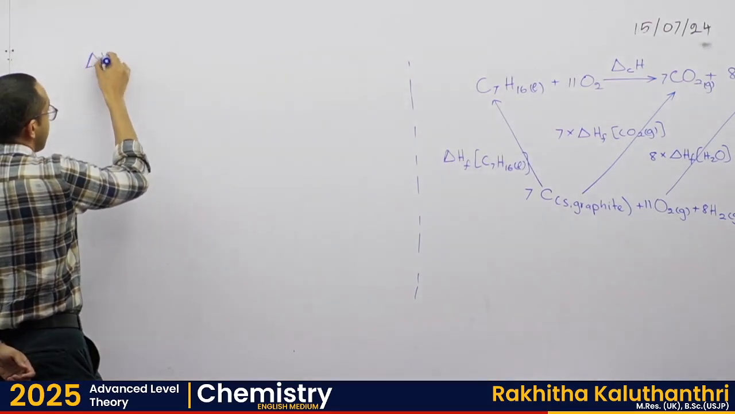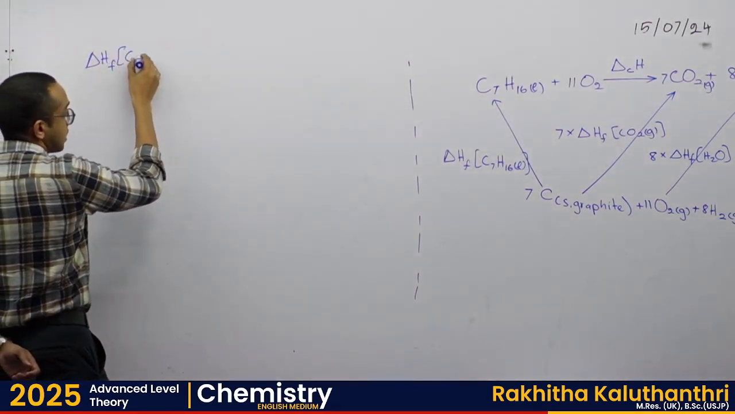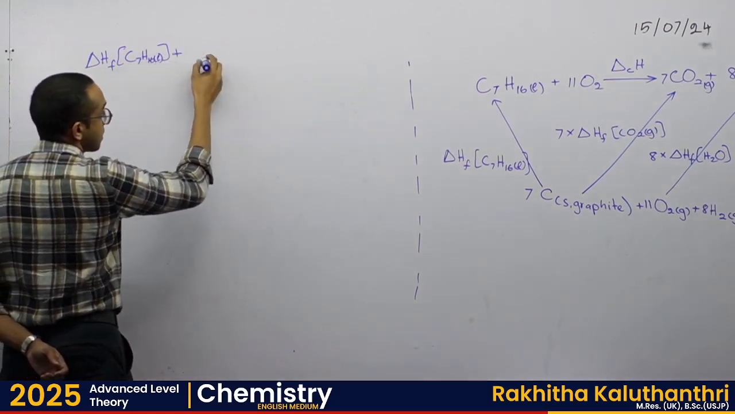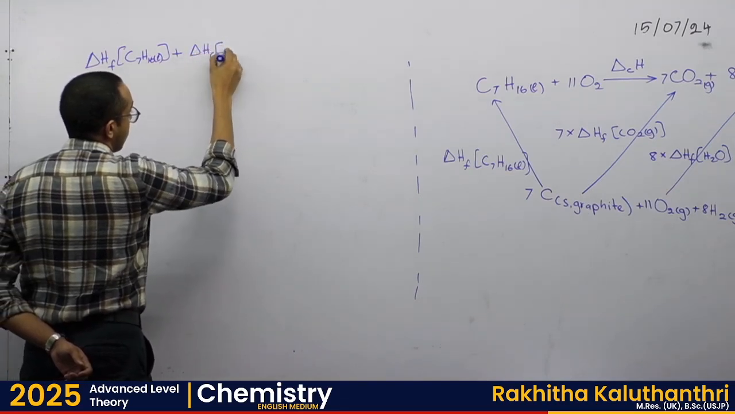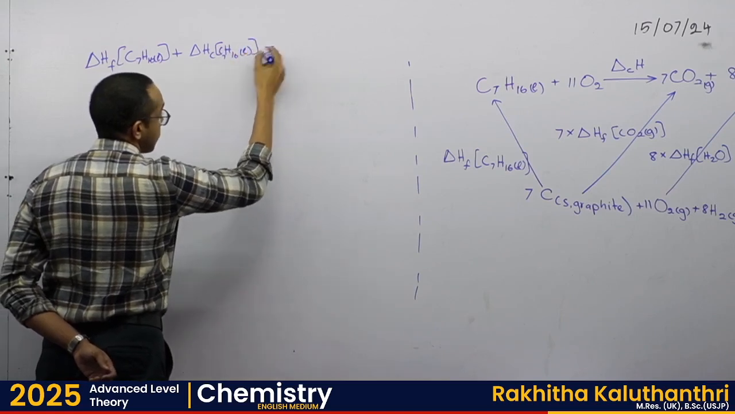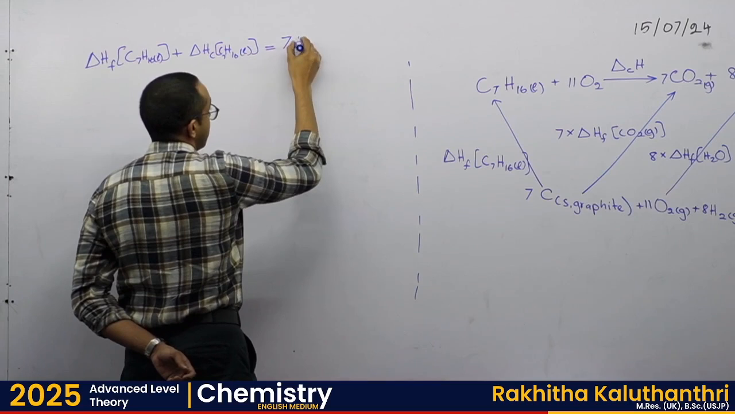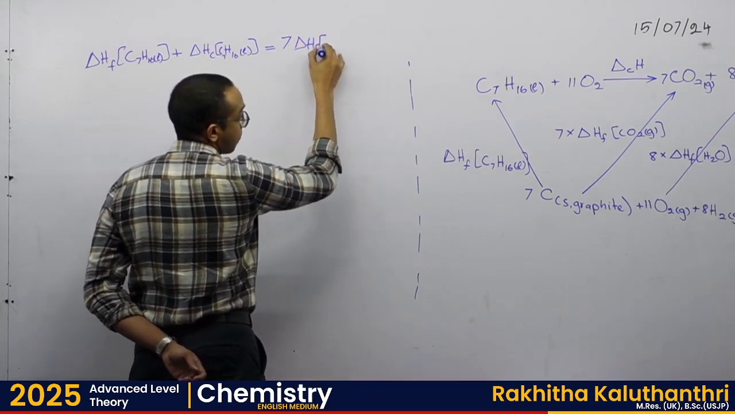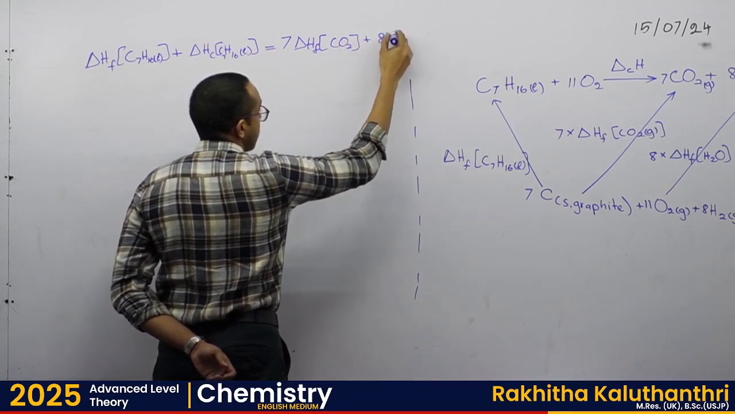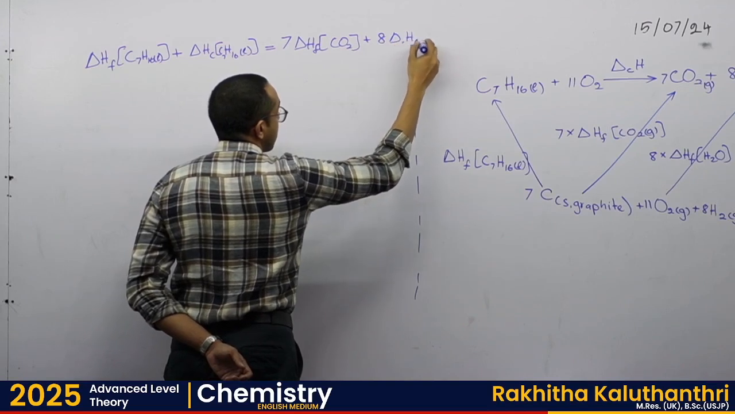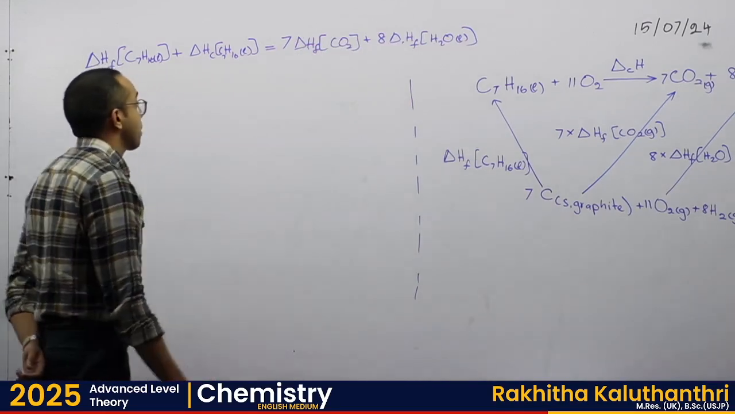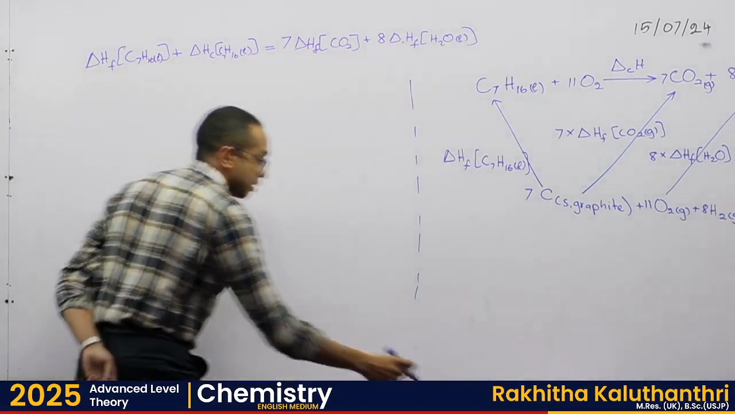We have delta HF of C7H16 liquid plus the combustion enthalpy of C7H16 liquid is equal to 7 times delta HF of carbon dioxide, the formation enthalpy multiplied by 7, plus the water formation enthalpy multiplied by 8. Now we can substitute the values here, the values that are given to us.